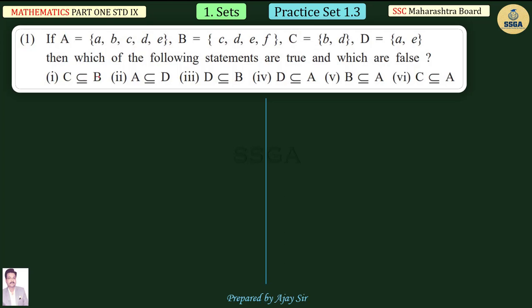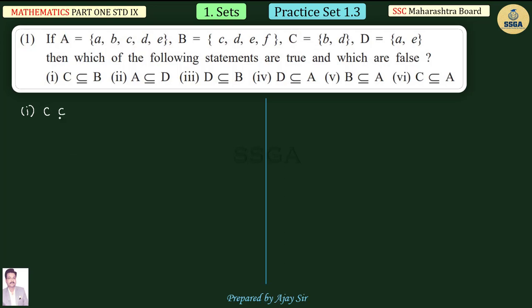First, C is a subset of B. Here subset means it is a part. It should be a part of that set; then we can say it is true. If it is not a part, then we cannot say it is true, it is false. So we have to check all these set relations. First we will discuss the first one.